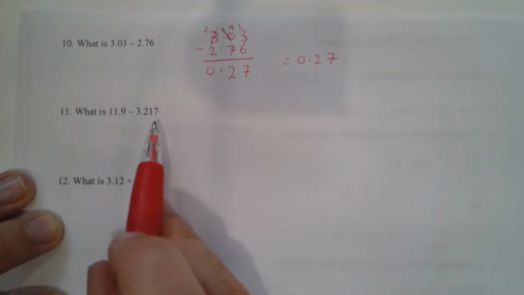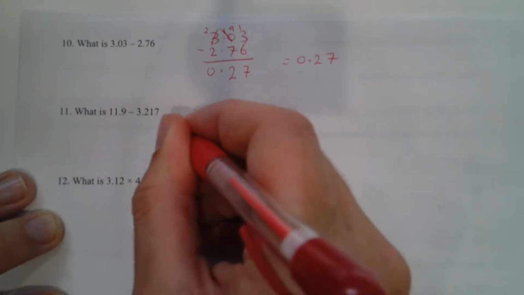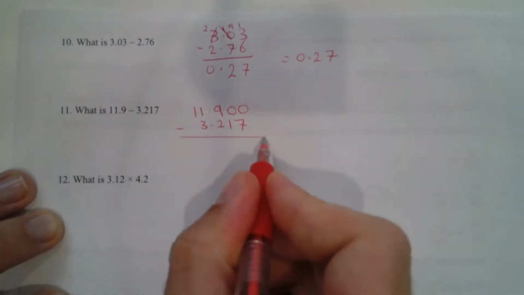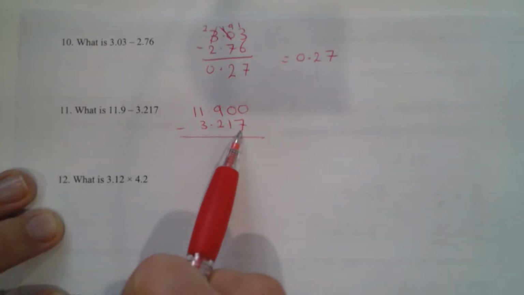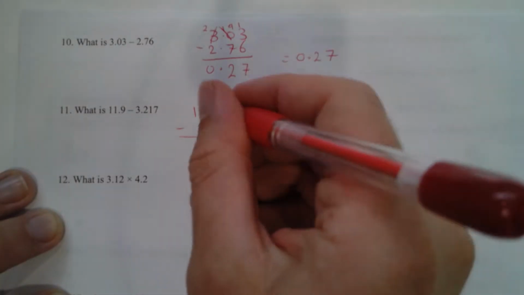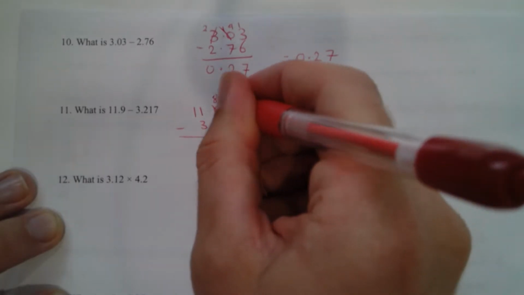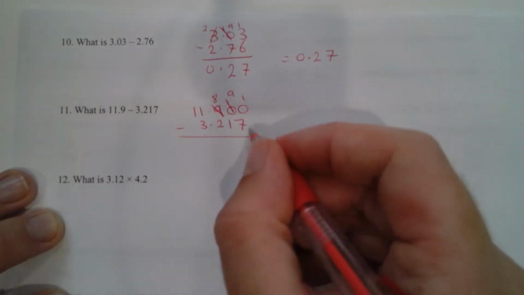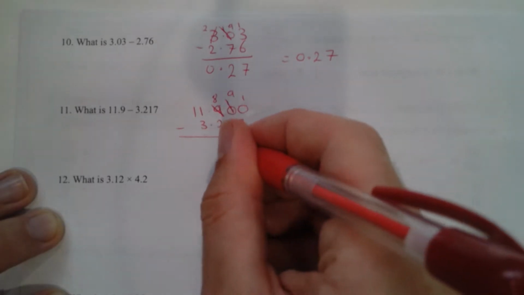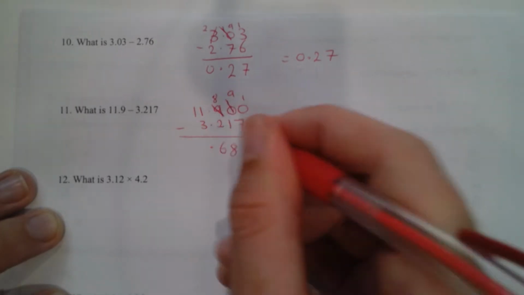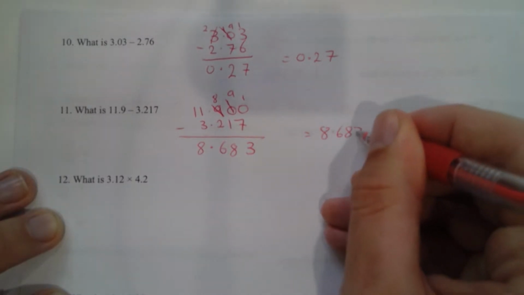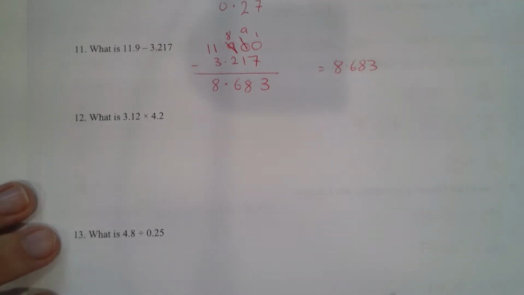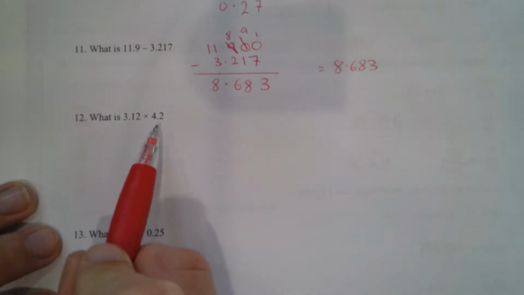11.9 take away 3.217. Now with this one, you've got to be careful here, because we need to add in the zeros to make sure they have the same number of decimal places. Now we can't do 0 take away 7, so we need to borrow and borrow again. So we borrow from the 9, then we borrow from the 10. Alright, 10 take away 7 is 3, 9 take away 1 is 8, 8 take away 2 is 6, and here we can go 11 take away 3 to get 8, so our answer is 8.683. Number 12, 3.12 times 4.2.